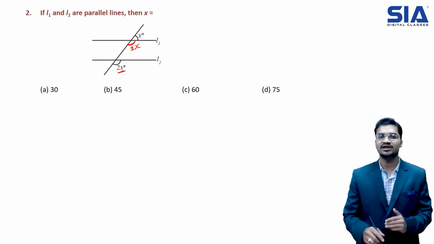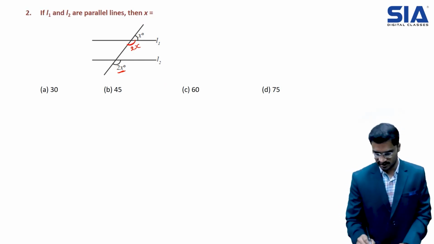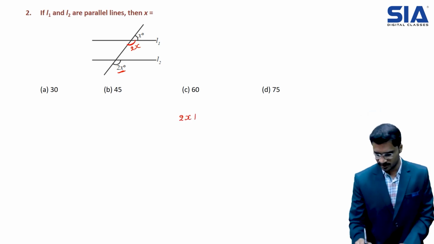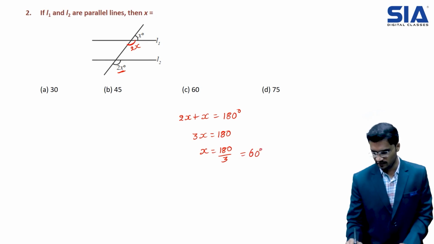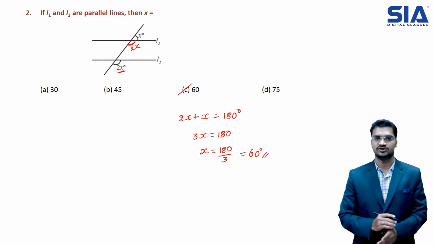We know that in a straight line the angle is 180 degrees. So 2x plus x is equal to 180 degrees. Then 3x is 180, so x is equal to 180 divided by 3. So our answer is x equals 60 degrees, which is option C.